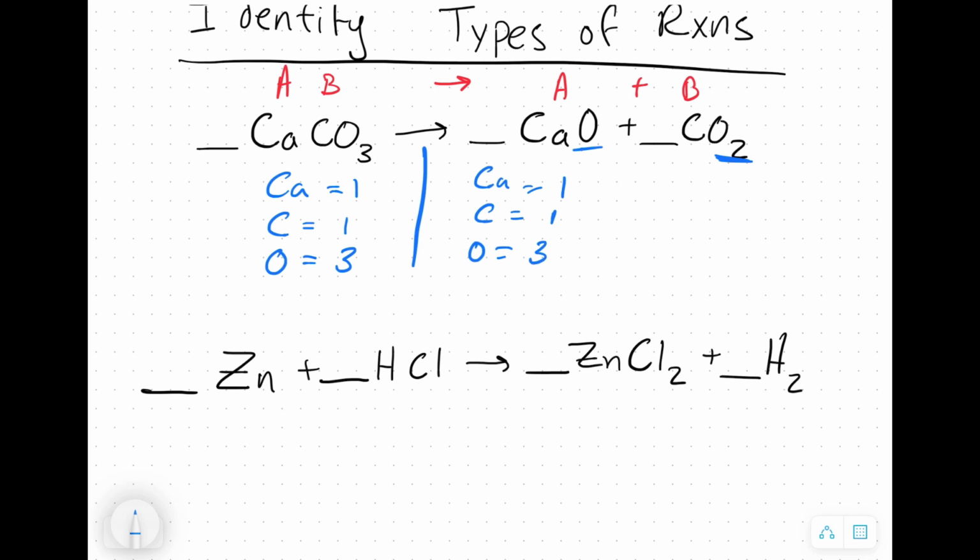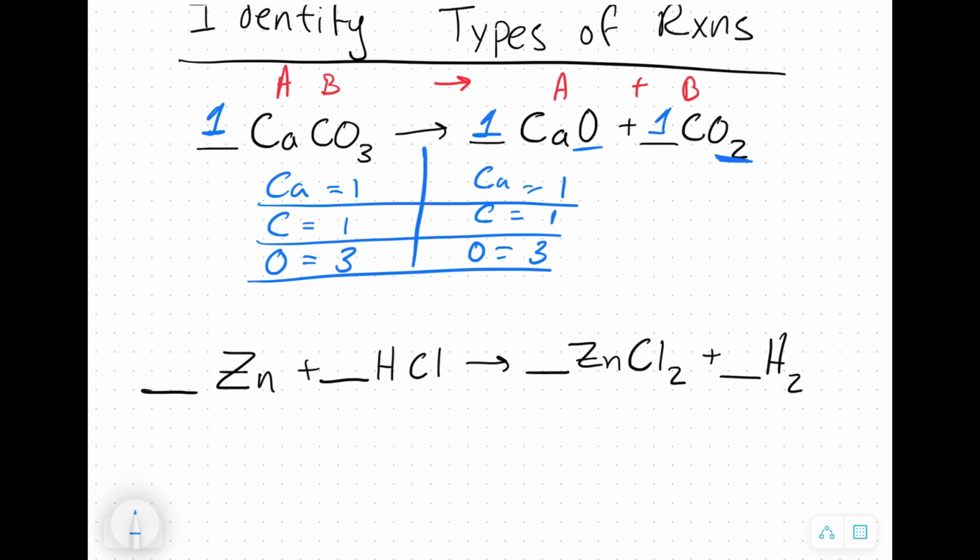So in this case, I have the same number of calciums on both sides, same number of carbons on both sides, same number of oxygens on both sides. So we're all balanced. So I can just put number 1s all through here. So this one, super easy, already balanced for us. However, in our next example, we'll see that that's not always going to be the case.